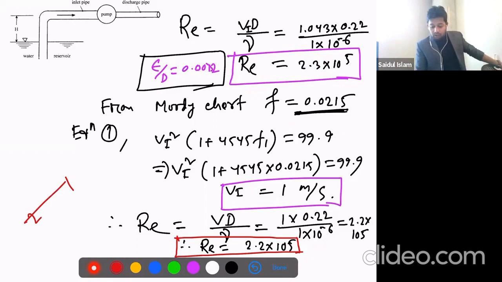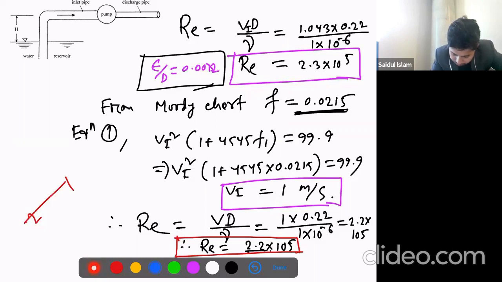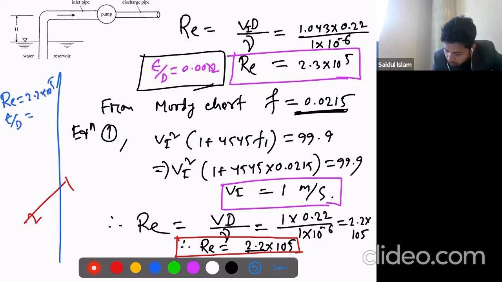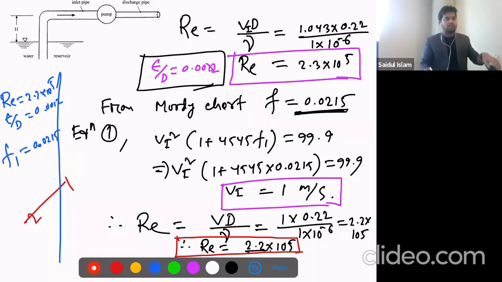Anyway, when we calculated the friction factors using this Reynolds number, like 2.2 times 10 to the power 5, I should write it down here. When we use this Reynolds number, 2.2 times 10 to the power 5, and this epsilon over D equal to 0.0012, then we got exactly f1 equal to 0.0215. So that validates our assumptions. You understand what I mean?